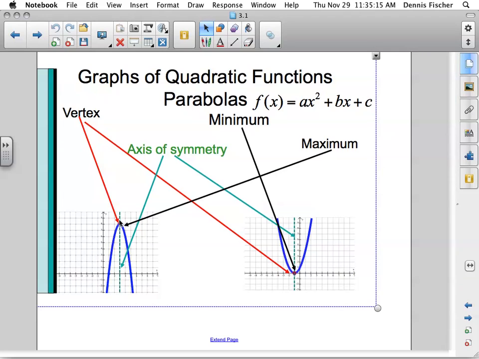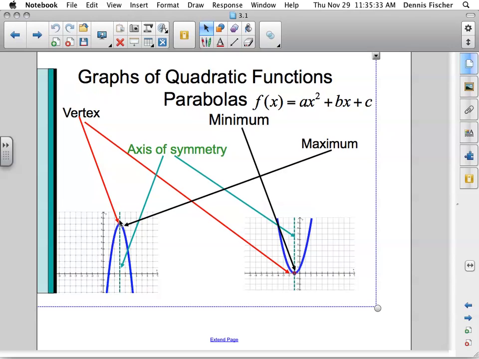This point on top is called a vertex. The vertex is the highest or lowest point of the graph. We'll talk about these in a second. And then you can see the axis of symmetry. The axis of symmetry, we draw it on the graph. It's not really part of the graph. What it's there for is to help form the graph.